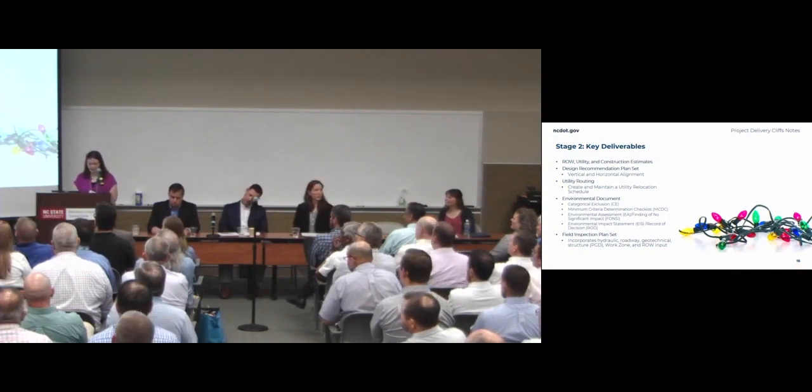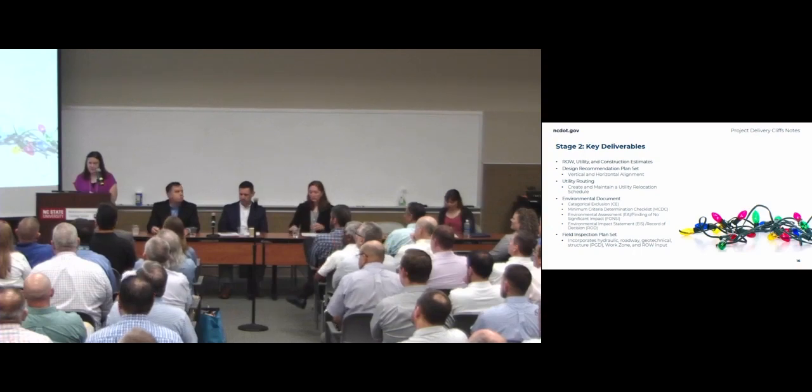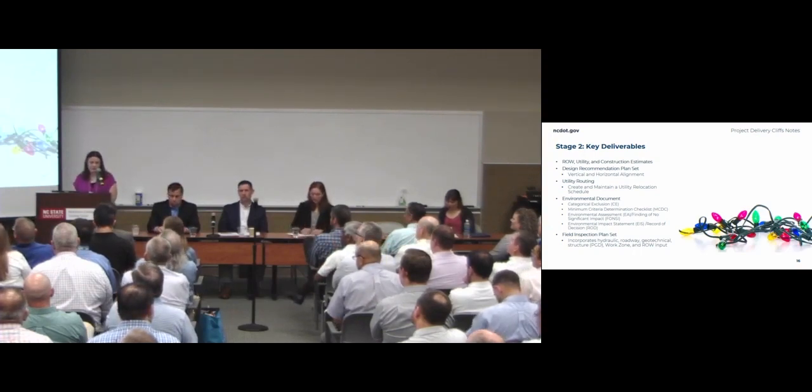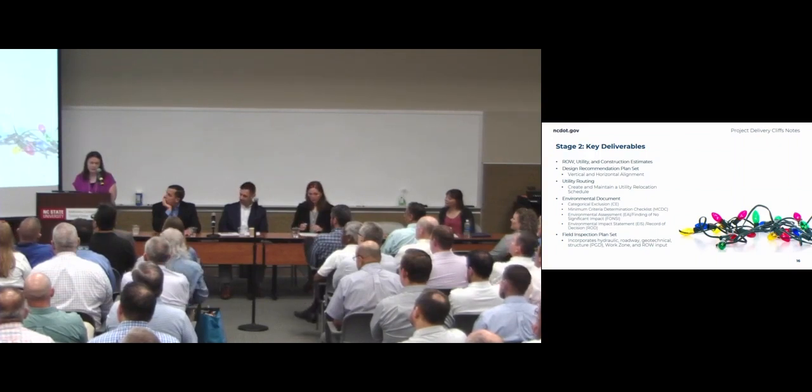Key deliverables. There are a lot of deliverables in this phase, but they're not all up here. We're just going to focus on a few of the main or common ones across all projects. You're going to develop right-of-way, utility, and construction estimates. You're going to develop your design recommendation plan set, which sets your horizontal and vertical alignment. You're going to determine your utility routing. You're going to produce your environmental document.